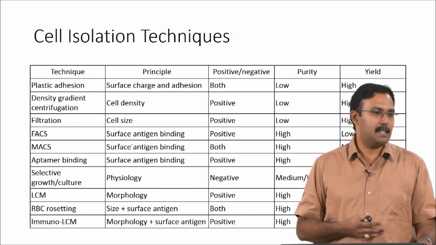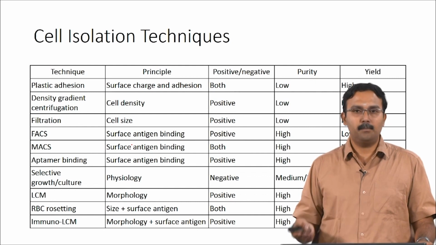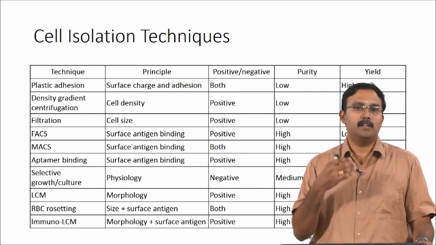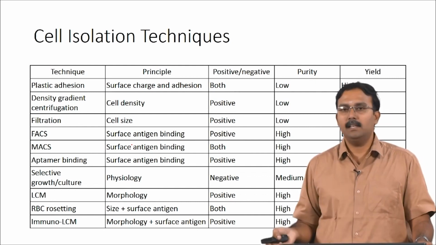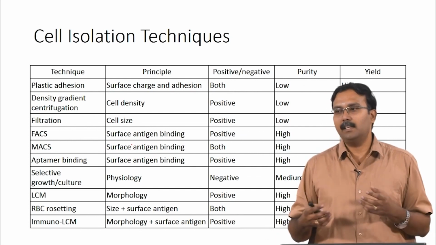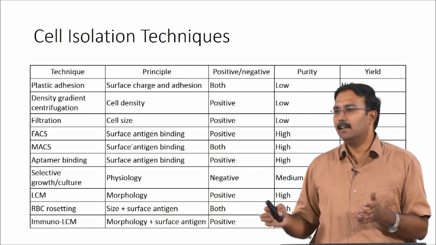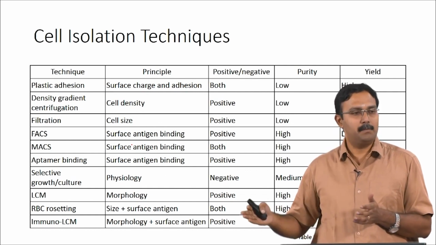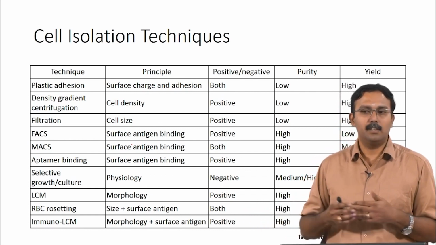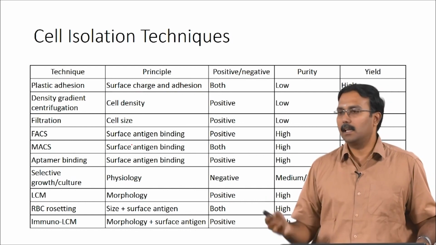Filtration is based on cell size. It is a positive selection mechanism where you have low purity and high yield. Again, everything which is larger than the filter pore size is going to be retained, and that is going to be a mixture of cells again. So, you are not going to be able to get one particular cell type from that.